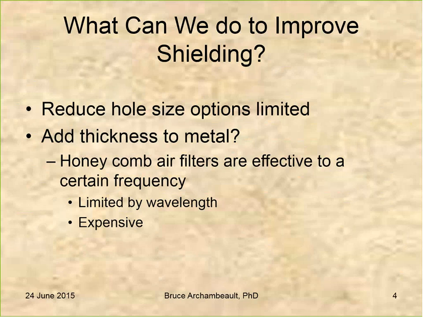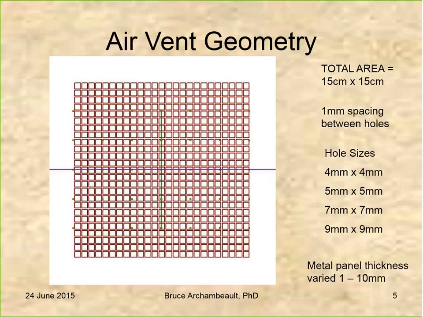So if we can't reduce the size of the hole, then how about if we add some thickness to the metal? Now, honeycomb air filters have been used, especially in military systems, for many years. They're still limited by wavelength, and they're very expensive. It turns out that if you just take a normal stamped metal panel and add some thickness to it, then we end up with more shielding without having to purchase an expensive honeycomb.